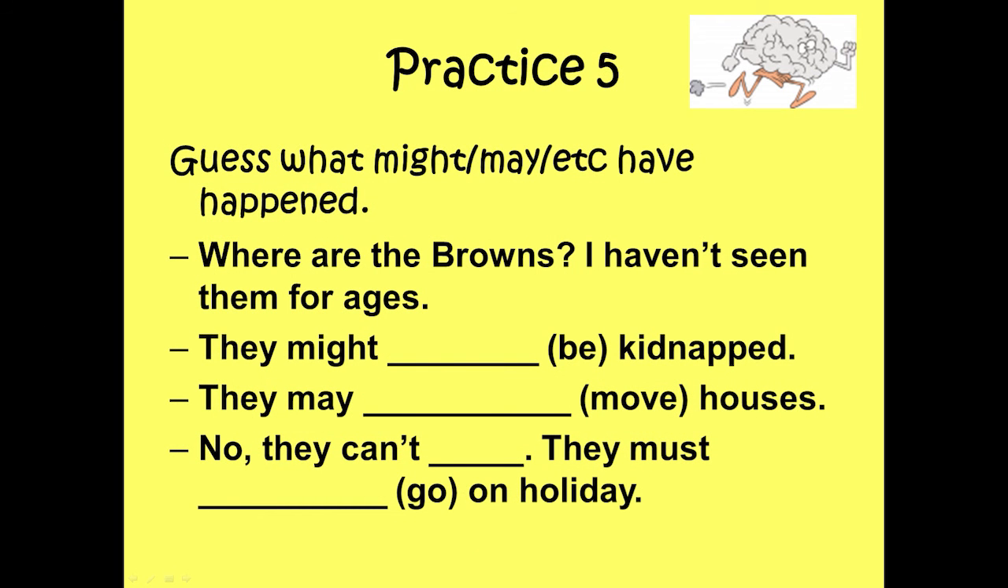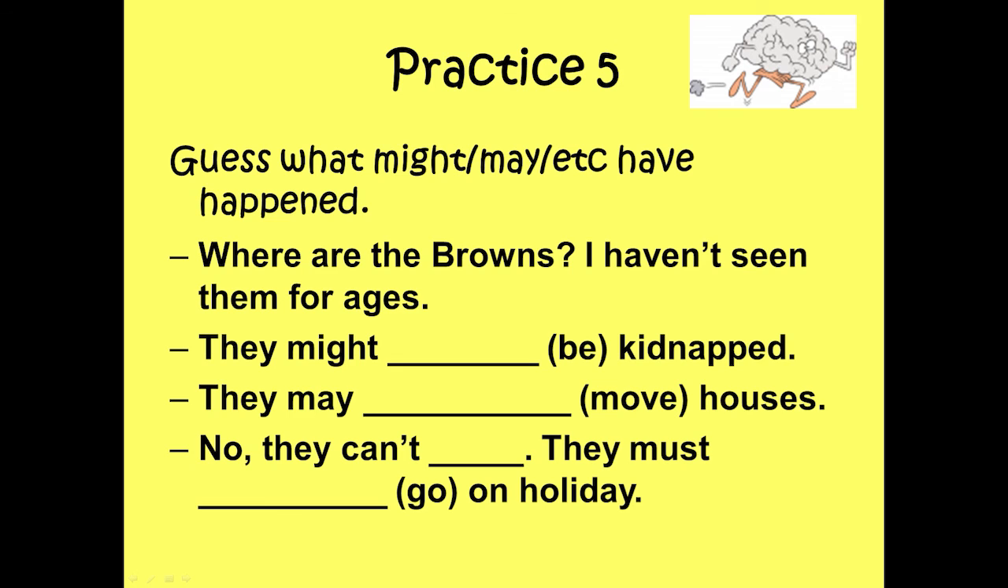Another practice. Guess what might or may, etc. have happened in the following situation. Here we're talking about a family. Where are the Browns? Where are they? I haven't seen them for ages. Now the expression for ages means for a long time simply.